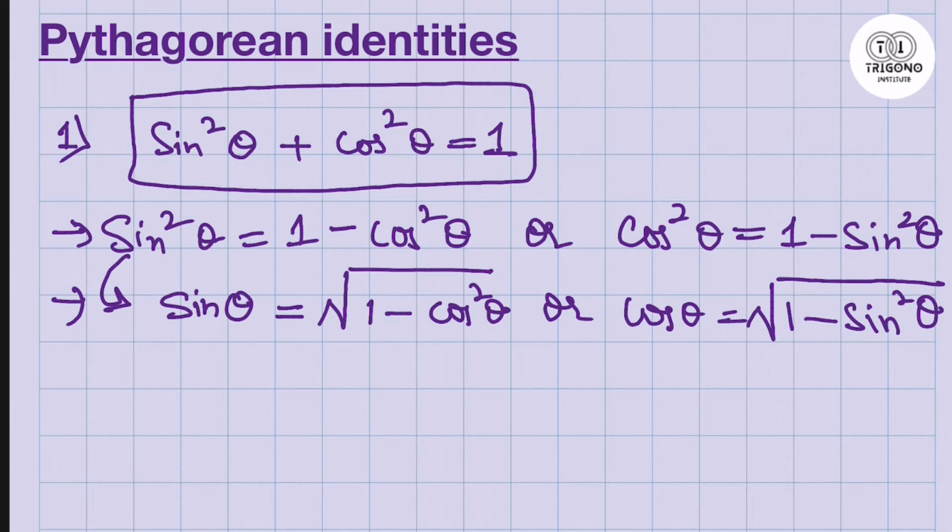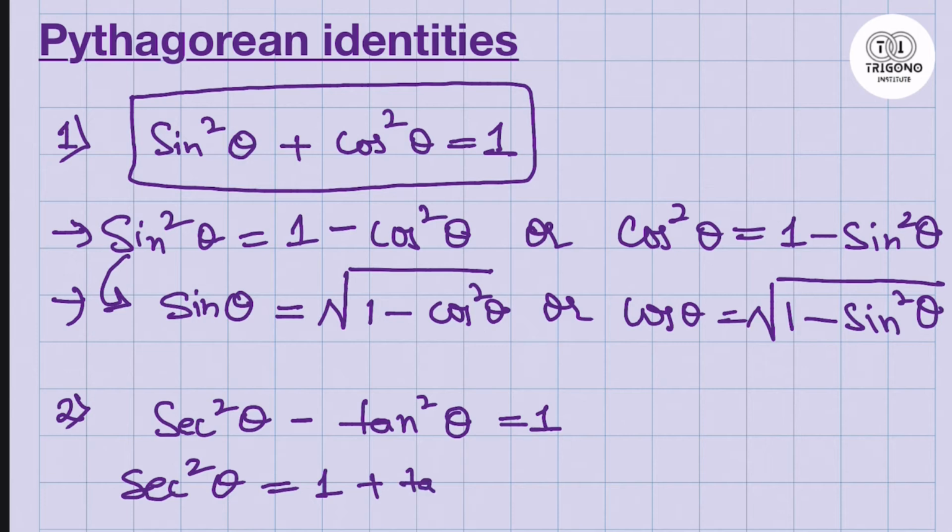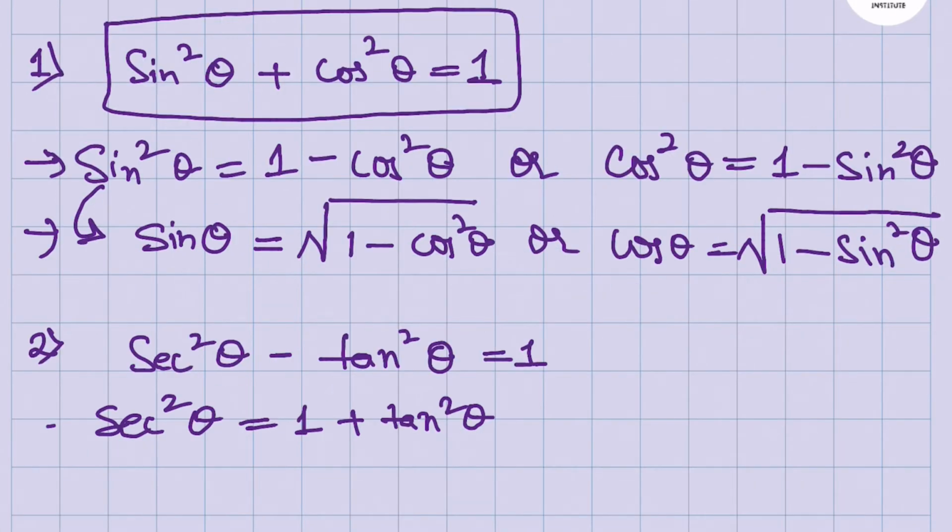So this is another identity. Now I have the second identity, that is secant square theta minus tan square theta. We can generate that identity from this identity. This is the basic one. So here you have secant square theta is equal to 1 plus tan square theta, and the next one is secant theta is equal to under root 1 plus tan square theta.